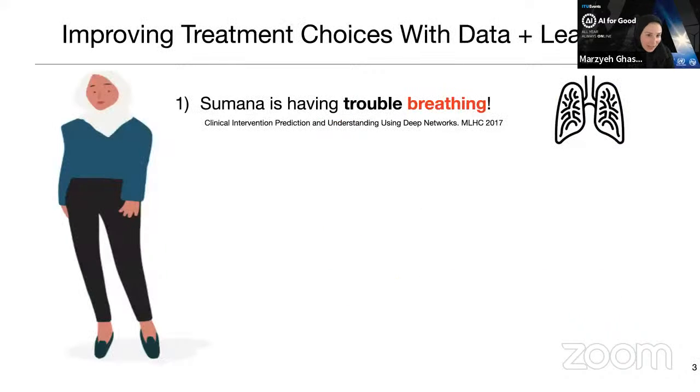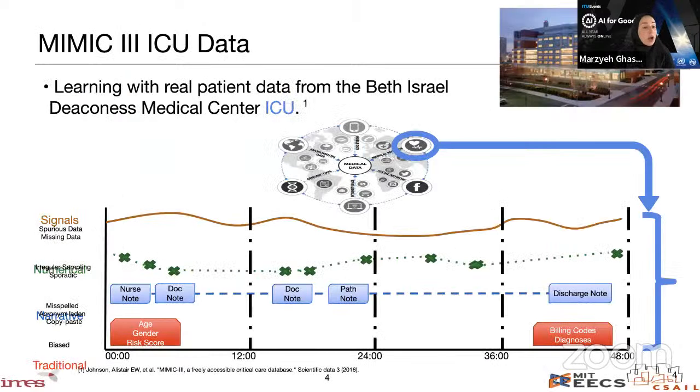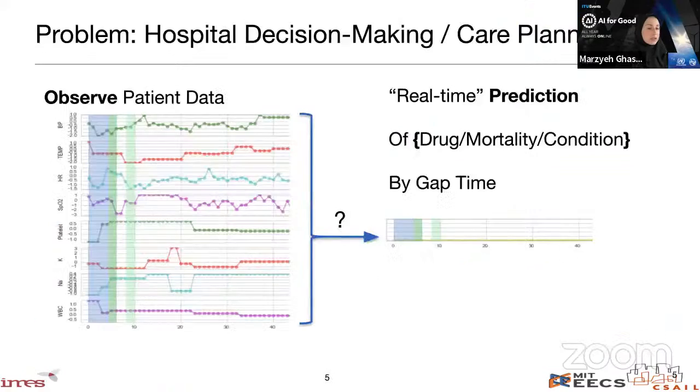Let's pretend we have a patient, Sumana, who's having trouble breathing. She'll come into an intensive care unit and it'll look a little bit like this. We'll have her EHR data. And the standard setup in machine learning problems that you may have seen is something like this. We observe patient data. You have vitals and labs that are changing over time, maybe irregularly sampled or noisy. And then we want to play the patient's record forward to our neural network and score the neural network on whether it has real-time prediction.